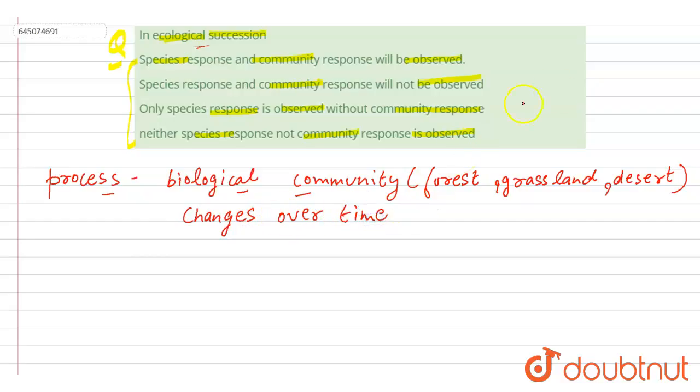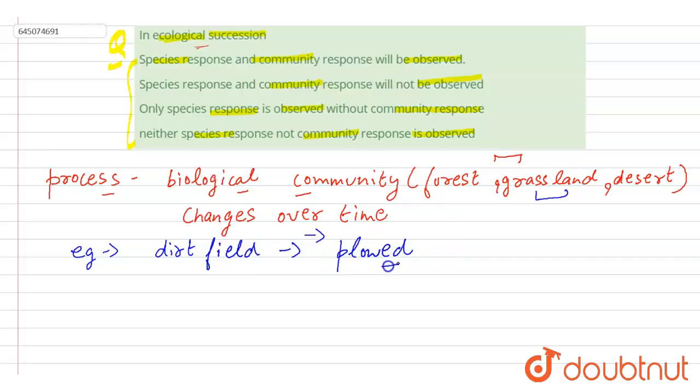That means how the new species started to invade, what factors were prevailing at that time, what kind of species were prevailing at that time, and what changes were observed. So let's take an example. The example we have is a dirt field that is plowed. That means only dirt was present, and it was plowed, neat and clean, and left over summer.